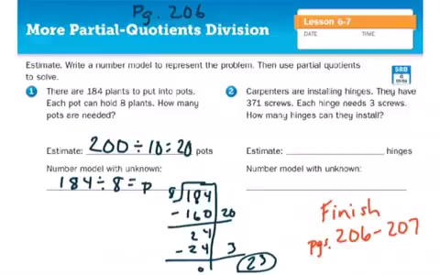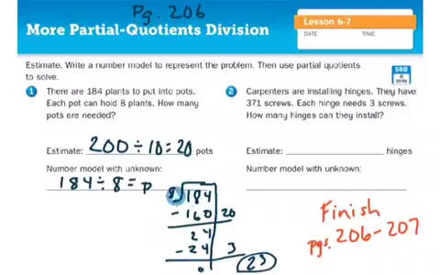Problem 1 says, there are 184 plants to put into pots. Each pot can hold 8 plants. How many pots are needed? First, we're going to do an estimate for ourselves. An estimate I could easily do. 200 is taking the place of the 184, 10 for the 8, because I can easily do 200 divided by 10 in my head and know I get 20. Right? 2 times 1 is 2. There are 2 zeros, 2 zeros. So that's my estimate.